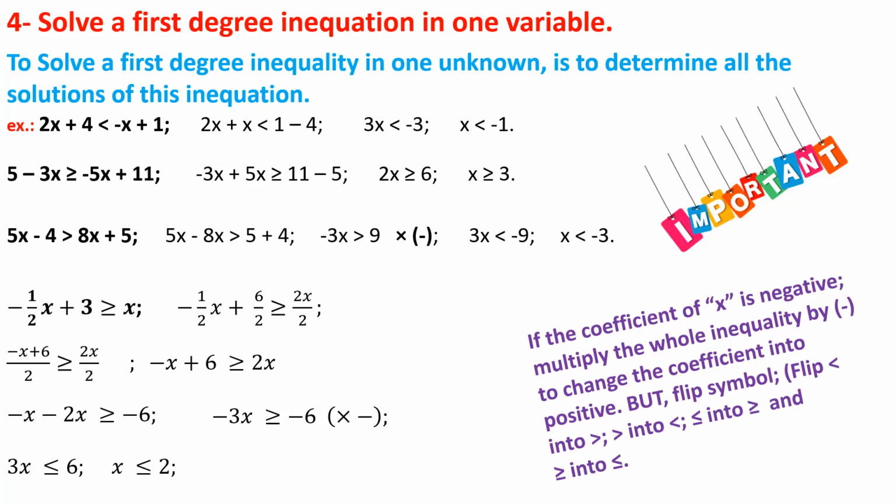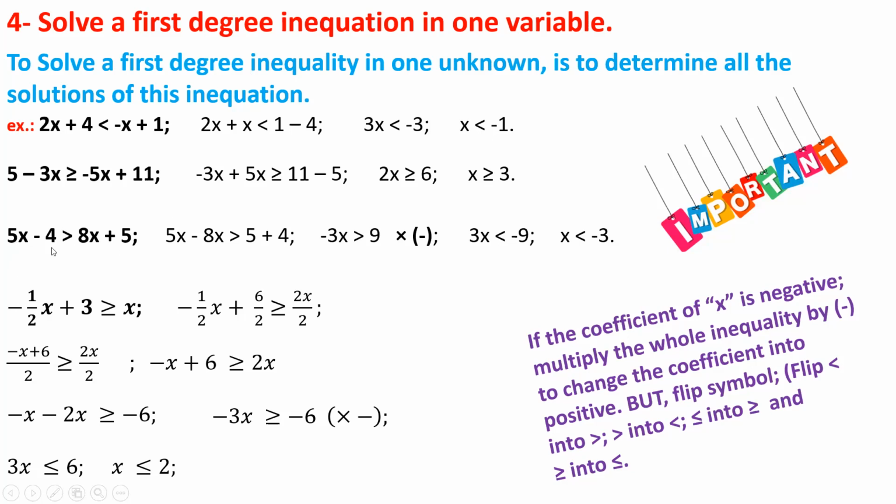Is 3 included? Yes. Why? Because it has or equal. So x can be 3, 4, 5, 6, 7, etc. Here, -1 is not included because we do not have or equal.